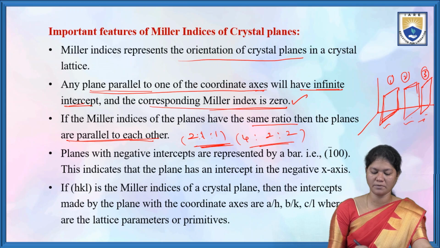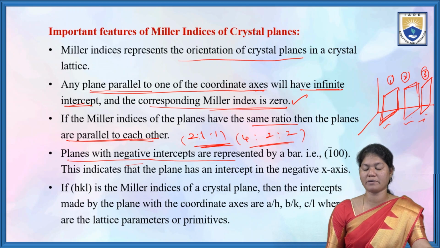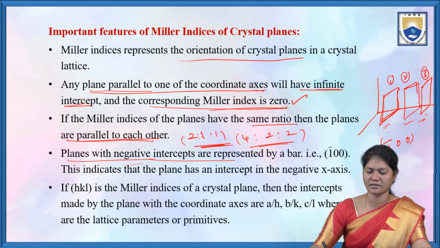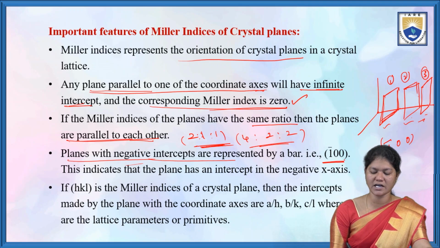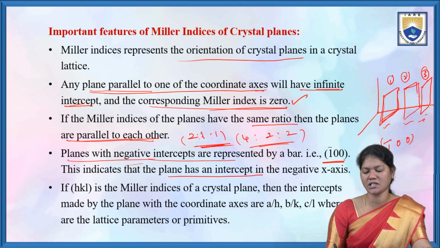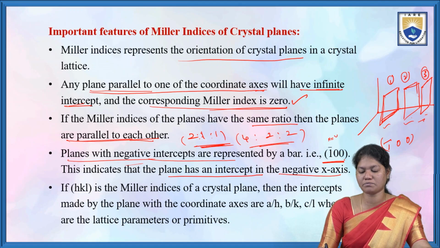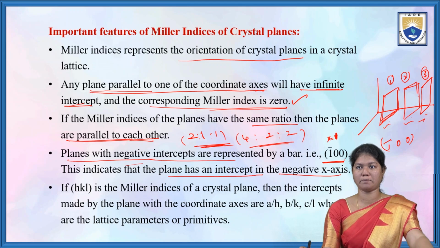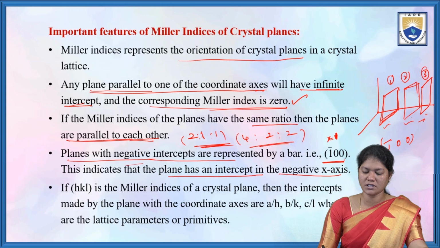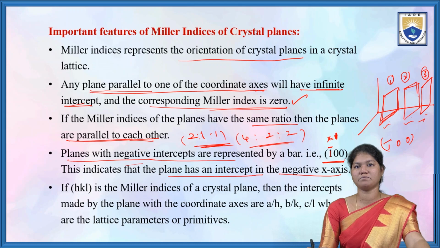Okay, so planes with negative intercepts are represented by a bar, like 1 bar 0 0. This indicates that the plane has an intercept on the negative axis. Here the x-axis is intercepted at 1 negatively. So this 1 bar represents that the interception is made on the x axis in the negative direction.